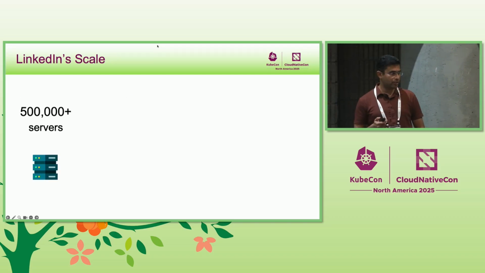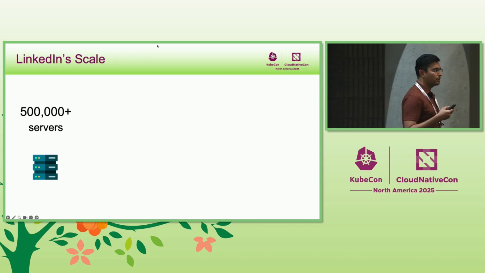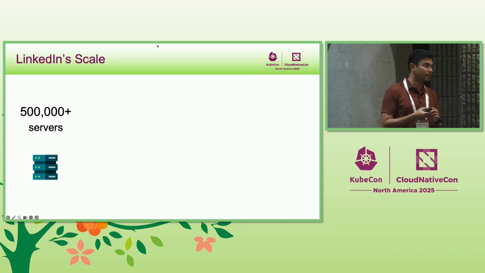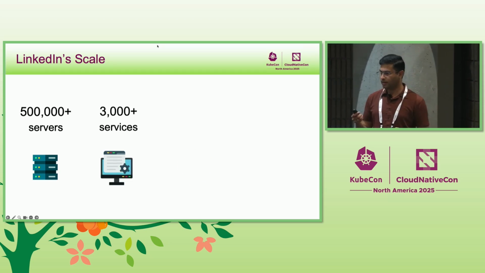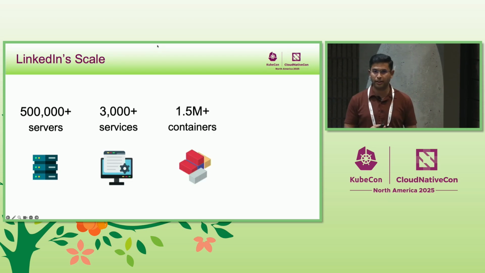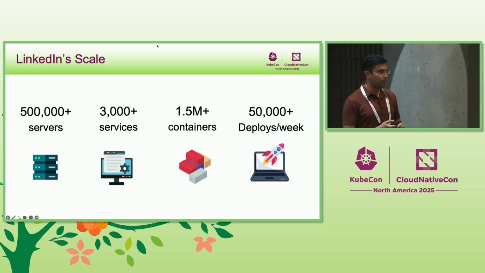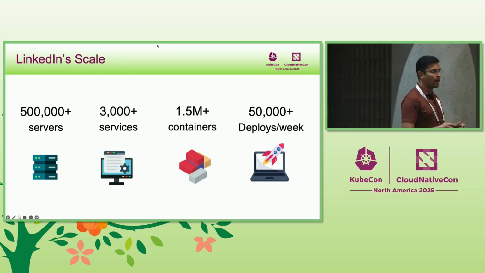The compute infrastructure layer itself comprises 500,000 servers running 3,000 applications inside 1.5 million containers. And these applications are changing at the rate of 50,000 rollouts a week.